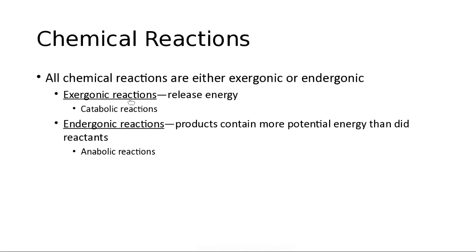Exergonic means release of energy. This is catabolic reactions. We're breaking down nutrients into their basic component parts so we can absorb them, and then we're digesting them and breaking them down and releasing energy. Endergonic products contain more potential energy than the reactants. And so you're actually building things up, anabolic reactions.